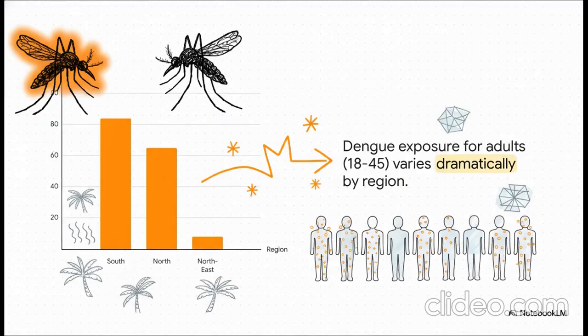Now, let's just focus on working age adults, people between 18 and 45. The difference is just staggering. In South India, more than 80% of people have dengue antibodies, meaning they've been infected at some point. But if you go to the Northeast region, that number completely plummets to less than 10%. That's a massive, massive difference.